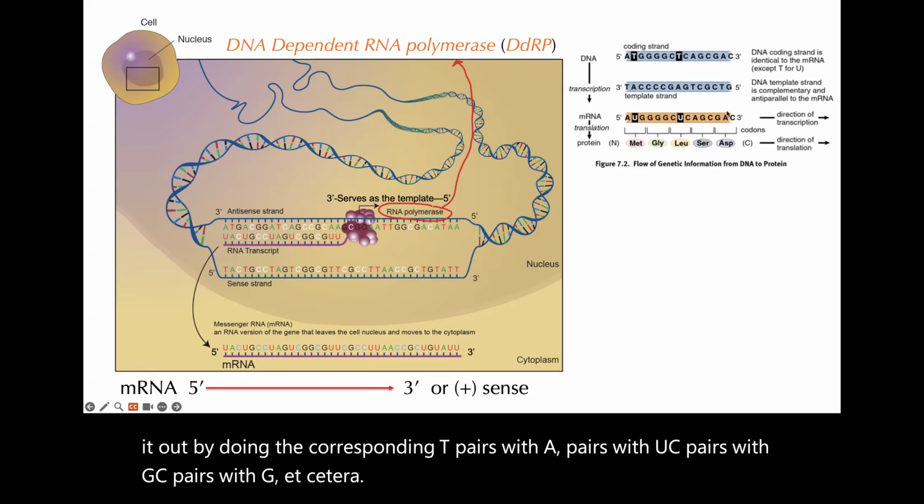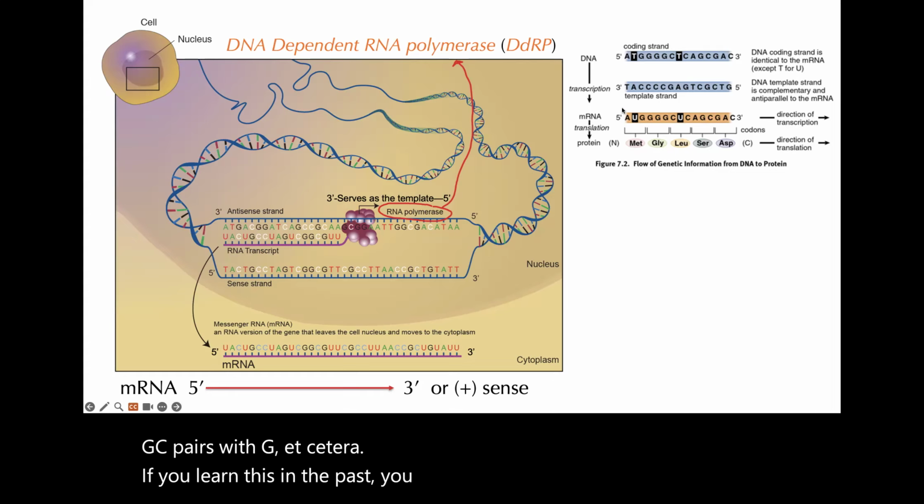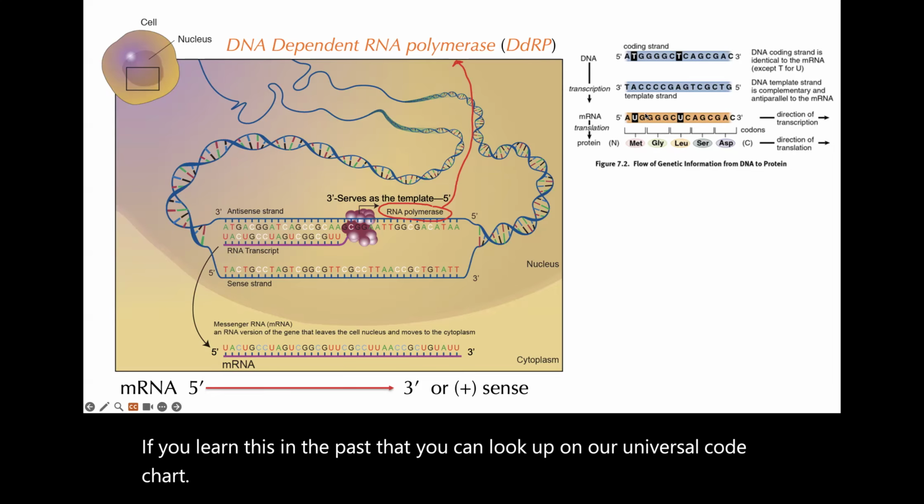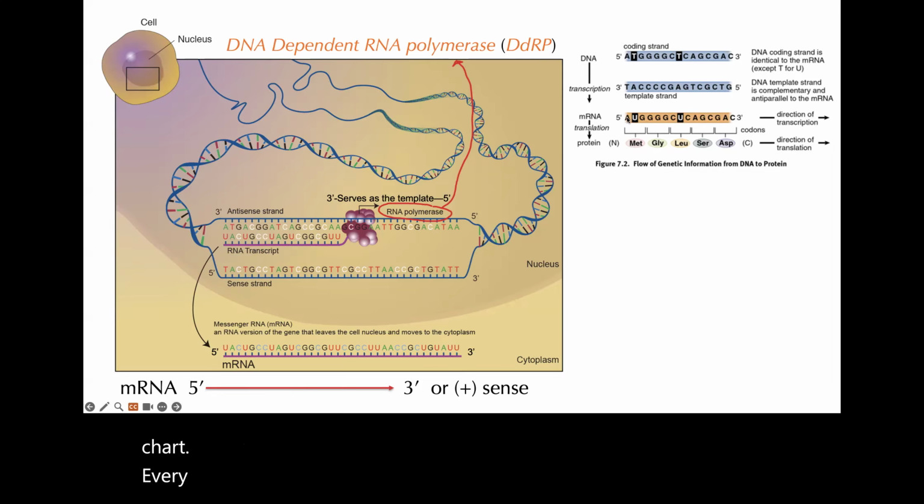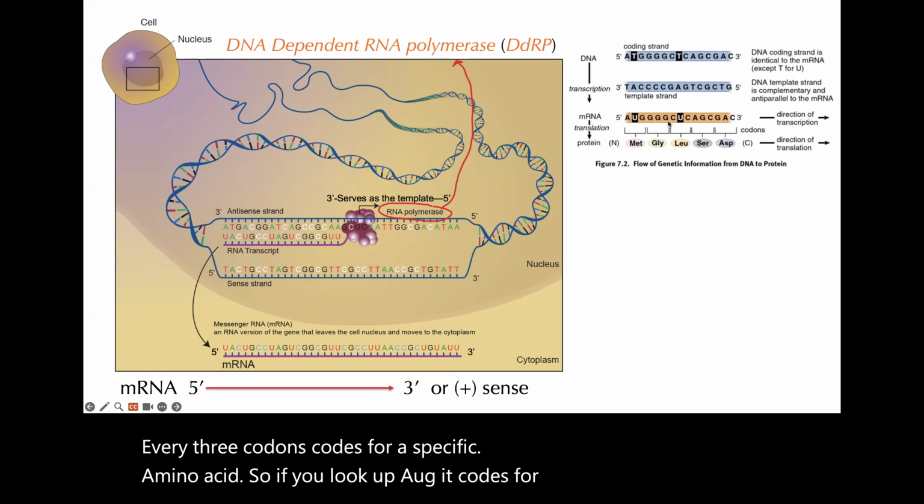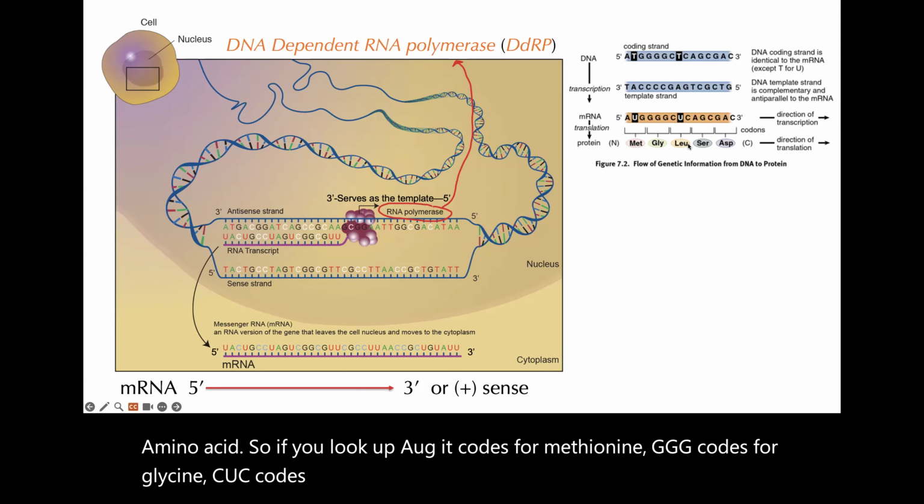If you learned this in the past, you know that you can look up our universal code chart. Every 3 codons codes for a specific amino acid. So if you look up AUG, it codes for methionine. GGG codes for glycine. CUC codes for leucine, etc.